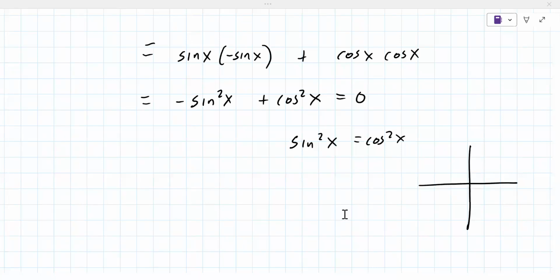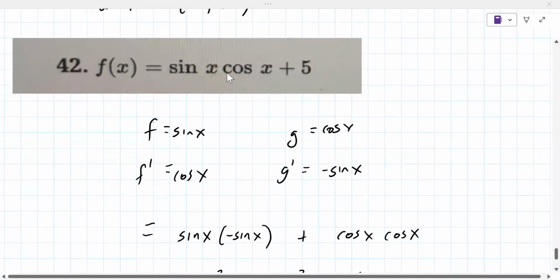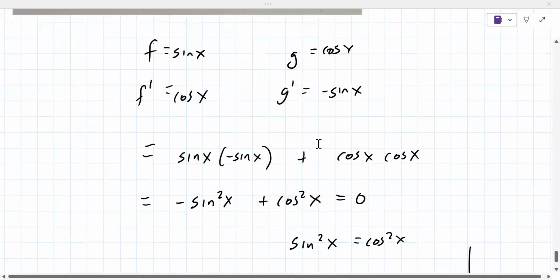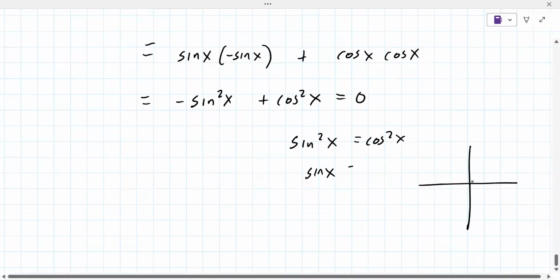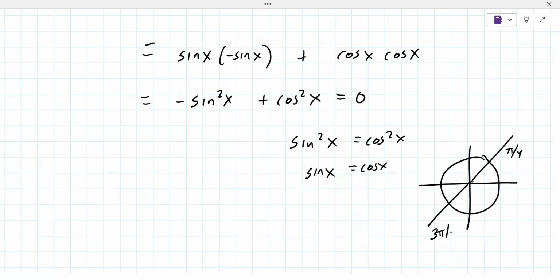Okay. So the thing is that this graph oscillates forever. The thing that is important here is that sine is equal to cosine at 2 places on the unit circle. Here at pi over 4, and then at 3 pi over 4. So this basically repeats, but we can just look at it from pi over 4 to 3 pi over 4.